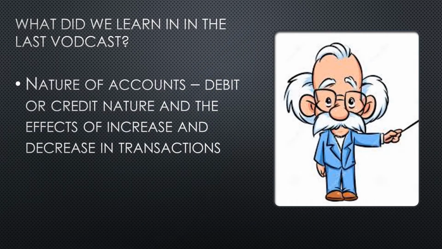Now in the last vodcast we looked at the nature of accounts and what happens when an account increases and decreases from a transaction analysis point of view. So we're going to take transactions one step further now and go into detail as to what a general journal actually is. A general journal is basically an accounting document which summarizes the transactions that the business had for the month.